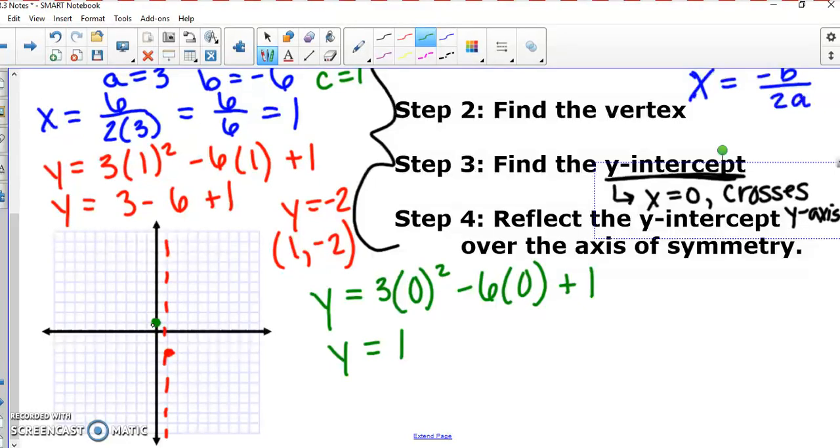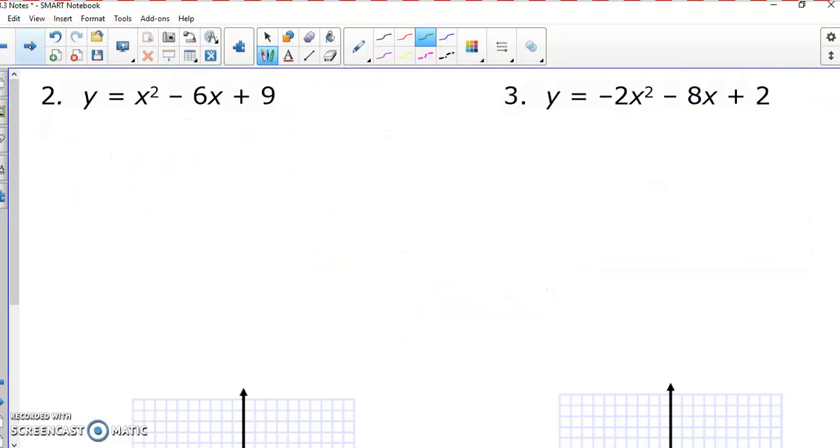And now for my step 4, I'm going to reflect this y-intercept across the axis of symmetry. I can see that it's 1 unit away from my axis of symmetry, so my other point would be 1 unit to the right. Remember, it's just cutting it in half. Then I can go ahead and connect my 3 points. Once I've got 3 points, I can make my graph. Okay, let's try another one.